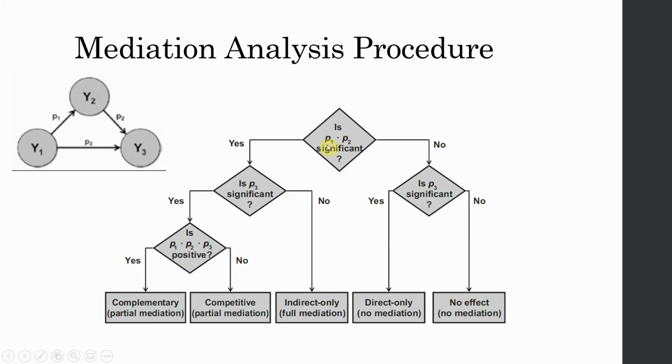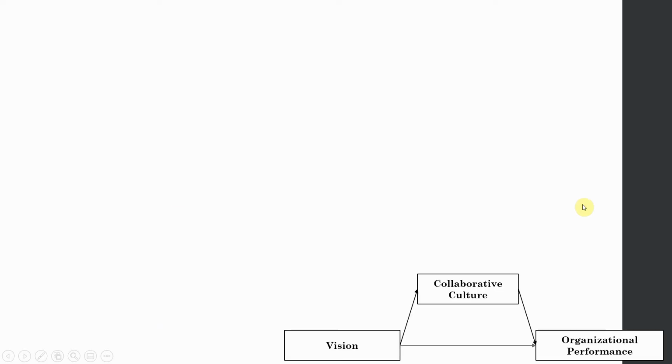But what if your P1 and P2 are insignificant? That is, no. Then is P3 significant? Then there is only a direct only relationship. And if your P3 is not significant, that is your direct relationship between independent variable and dependent variable, then there is no effect, no mediation whatsoever.